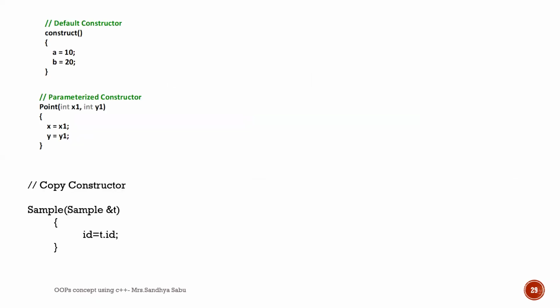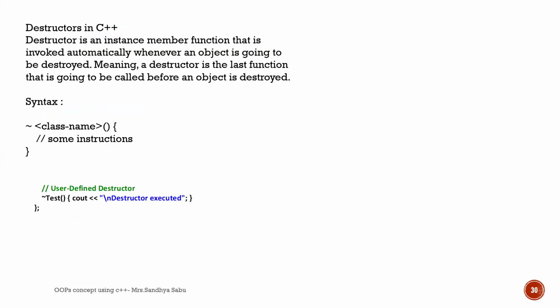So see, here is an example of a class construct. Construct is our class name, and my constructor name is also construct. The first one is a default constructor because it does not contain any parameters here. We have given two default values, a value as 10 and b value as 20. Another constructor is point, where I've given two values, x1 and y1, and then the copy constructor. The copy constructor takes the reference of the object, so I should pass the object as a reference to the copy constructor.